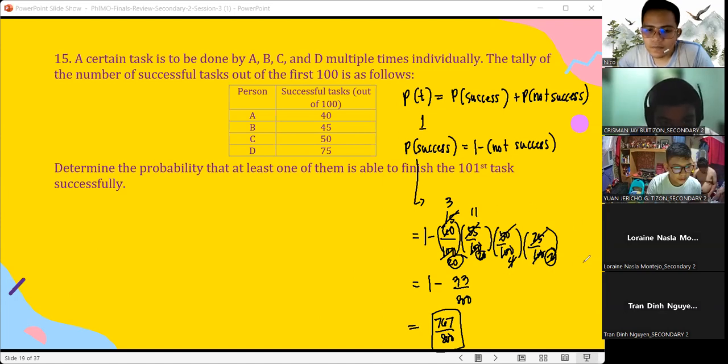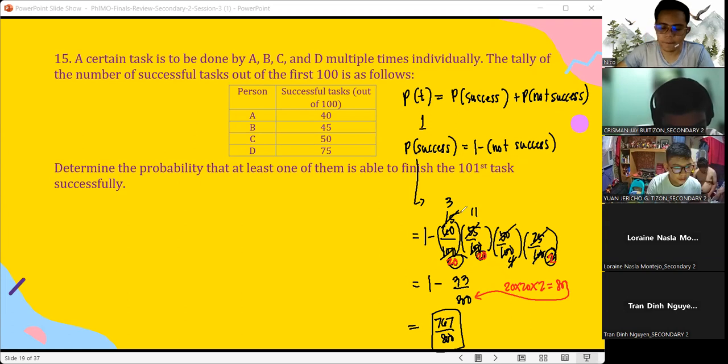Any questions? If you're confused, maybe my handwriting here is not clear. But this is 20, this is 20. Then there's still 2 here. Let me use color red. This is 20 here. This is 20 here. Then there's 2 here. So 20 times 20, 400 times 2, 800. So we get 20 times 20 times 2, 800, which is the denominator. Okay, let's have a break first before we continue.